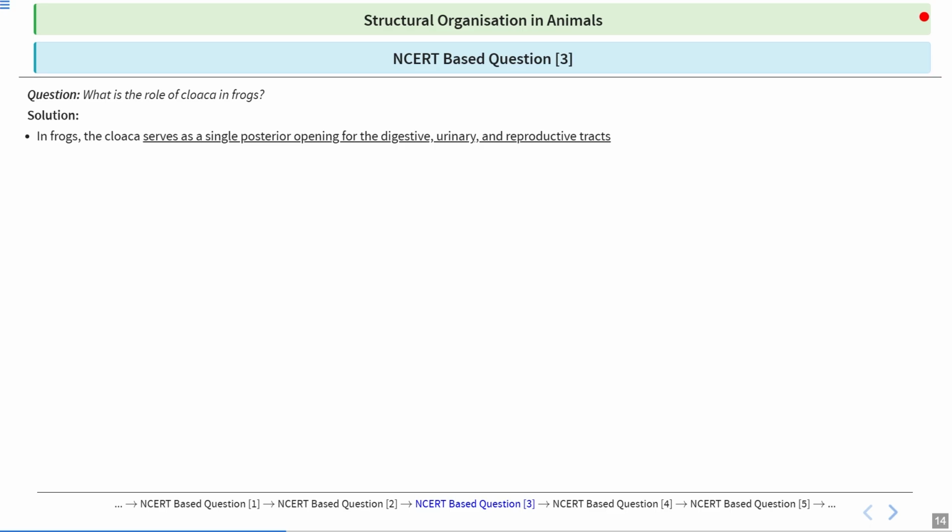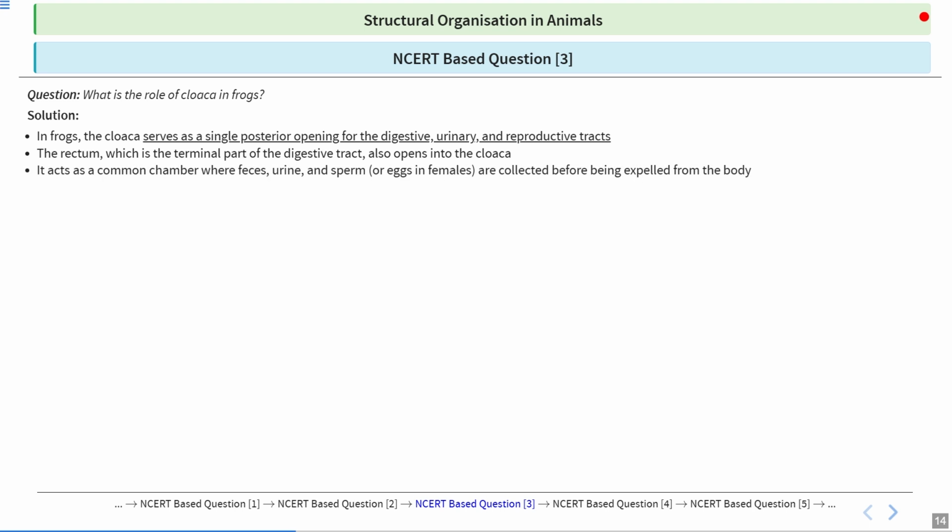So all the things, digestive waste material, or you can say the undigested food material, urine and the gametes, all pass out through this opening. The rectum, which is the terminal part of the digestive tract, also opens into the cloaca. And it acts as a common chamber where the feces, urine and the eggs in the case of female and sperm in the case of male are collected before being expelled from the body.